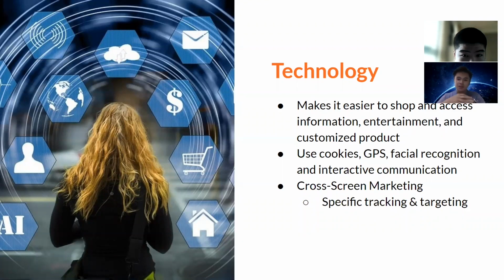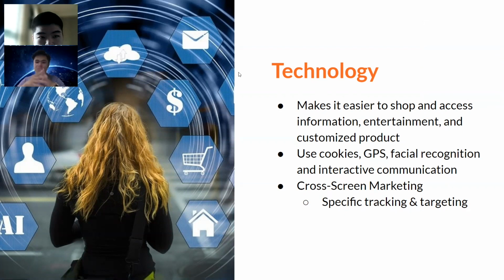So the next topic is technology. How has it affected business? It makes it easier for consumers to shop and access information, entertainment, and customized products. And of course, businesses and programmers use cookies, GPS, and other technologies that can target you better for the business. That leads us to the next topic of cross-screen marketing, which is specific tracking and targeting. This is what businesses do a lot these days.